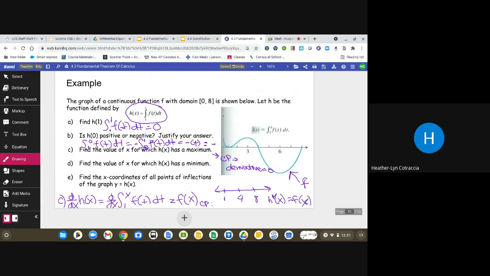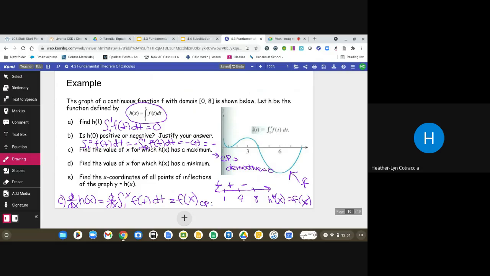Okay, so now before 1, my derivative graph is positive. It's above the x-axis. Between 1 and 4, it is also positive. It's above the x-axis. Between 4 and 8, my derivative graph is negative because it's below the x-axis.